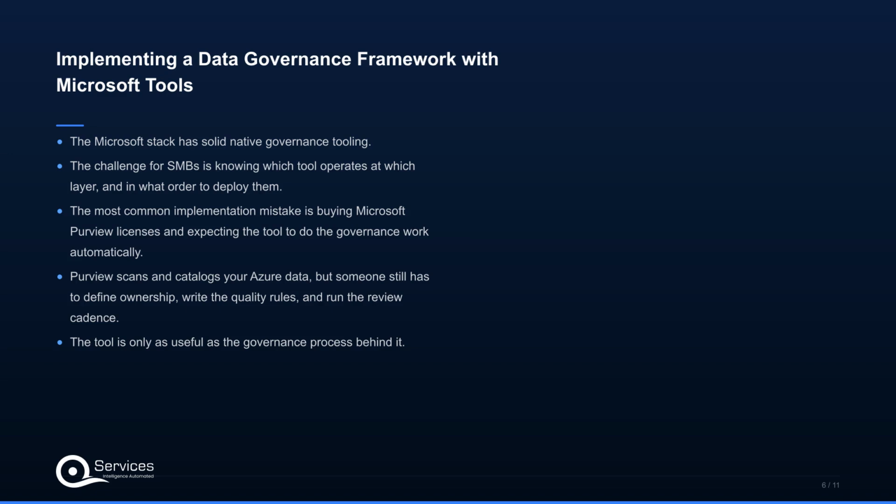For SMBs just getting started, sequence matters more than tooling. Define data ownership and term definitions first. Then use Purview and Power BI sensitivity labels to enforce those decisions technically. Skipping the human work and going straight to tooling is how teams end up with a beautifully cataloged mess.